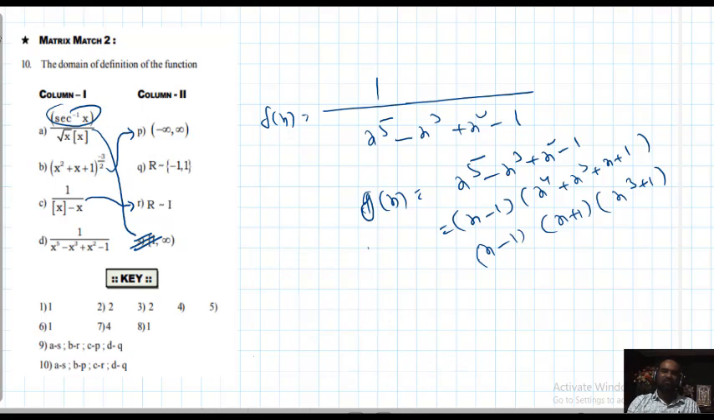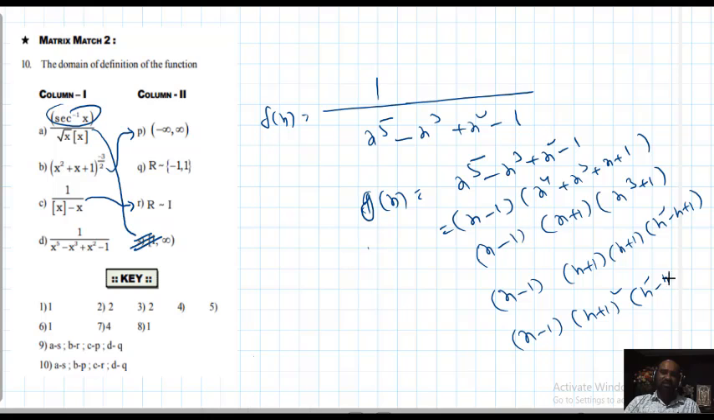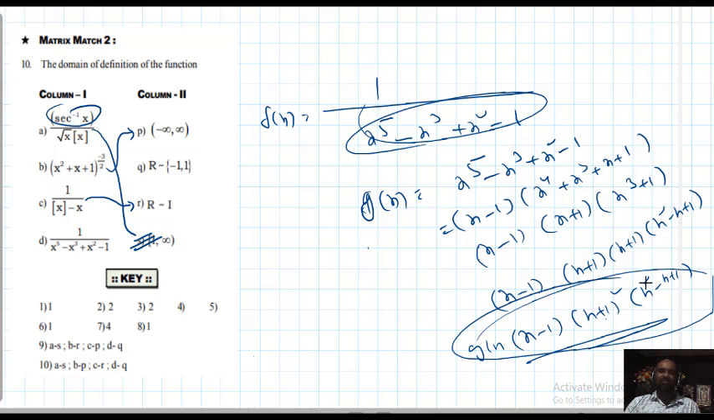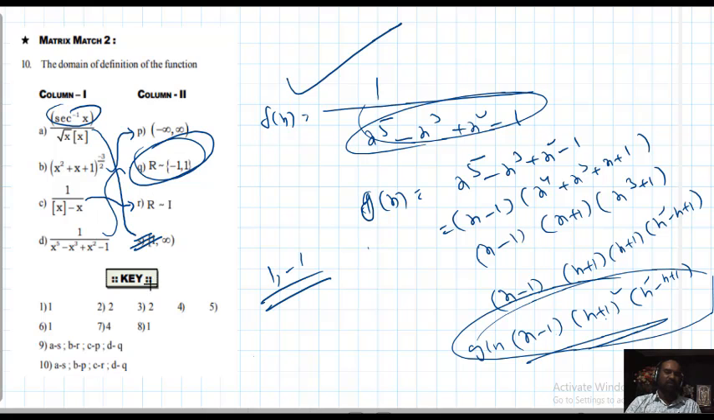Okay. So what can I say about this one? X minus 1 into x plus 1 into another x plus 1 into x square minus x plus 1. That is, x minus 1 into x plus 1 whole square into x square minus x plus 1. So this is the g of x function. When g of x equals 0, x equals 1 and x equals minus 1, which means from all real numbers we need to remove 1 and minus 1. That is the domain of this function. So I can say Q is the correct answer for this. Okay, here some answers are not correct, correct it in your book.